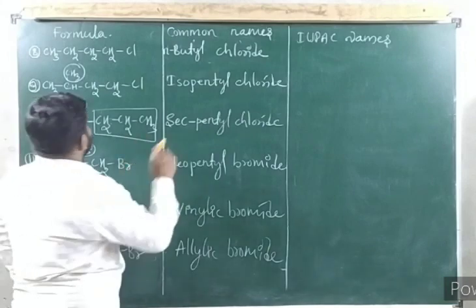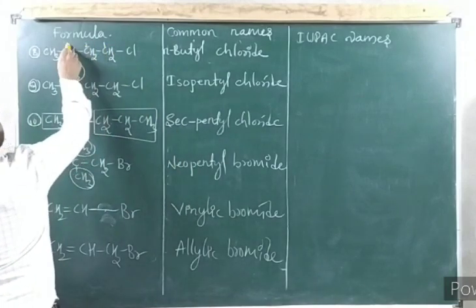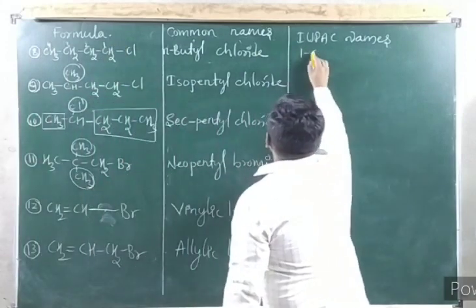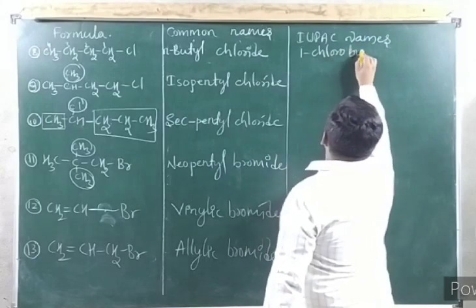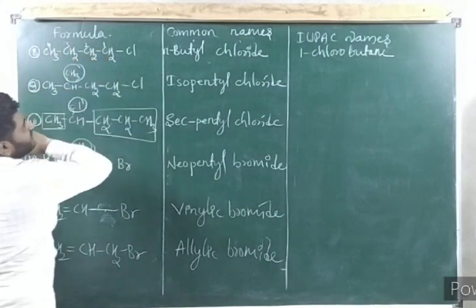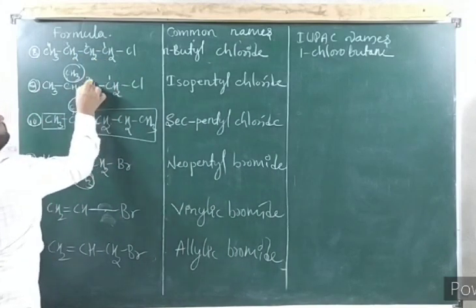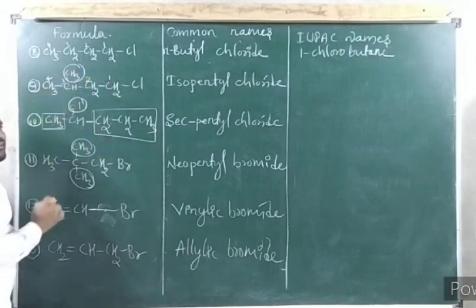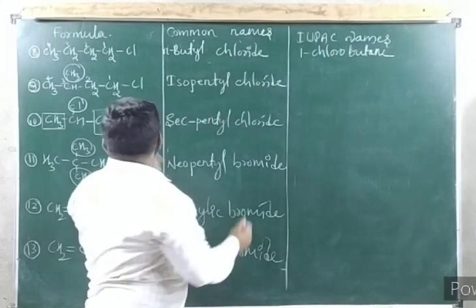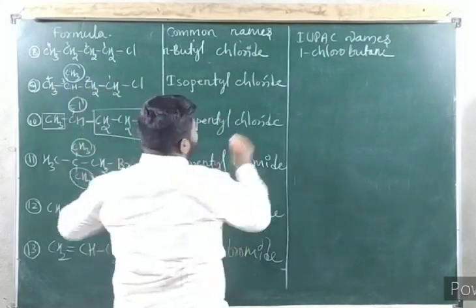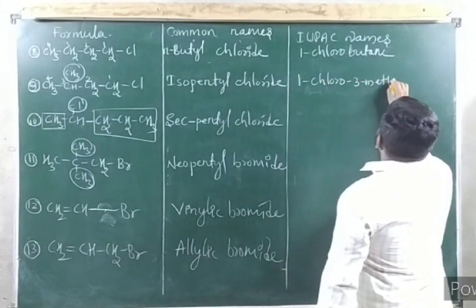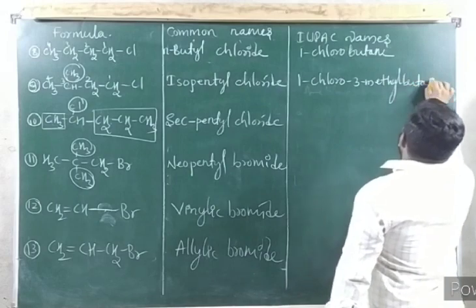Now we'll talk about the IUPAC name. In IUPAC you have to write numbering 1, 2, 3, 4. So first position chloro. 4 carbons means butane. What is the name? 1-chloro-butane. See here. 1, 2, 3, 4. Okay. Now see here. 1, 2, 3, 4. Third position methyl group is there. First position chloro group is there. In alphabetical order, chloro comes first. So what is the name? 1-chloro-3-methyl-butane. Because 4 carbons we have selected.